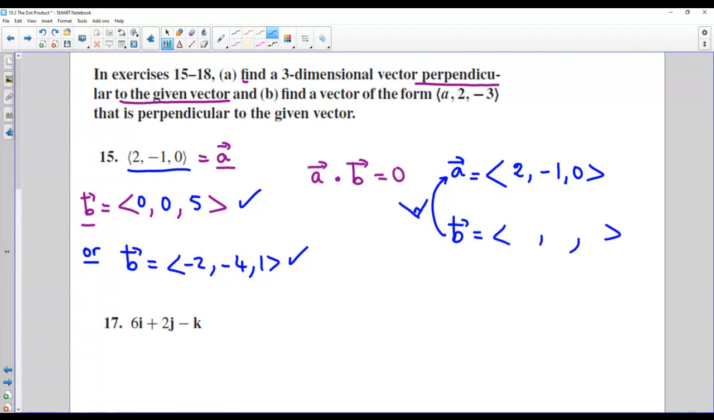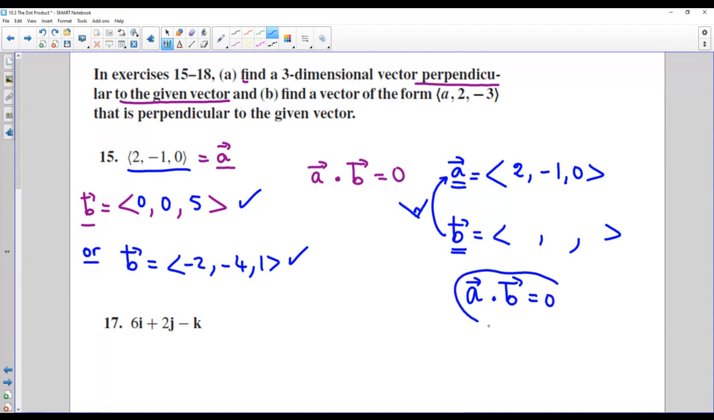Or orthogonal to A. Now, if you want A and B to be perpendicular, pay attention, please. If you want A and B to be perpendicular or orthogonal, then you must have the dot product of A and B equal to 0.